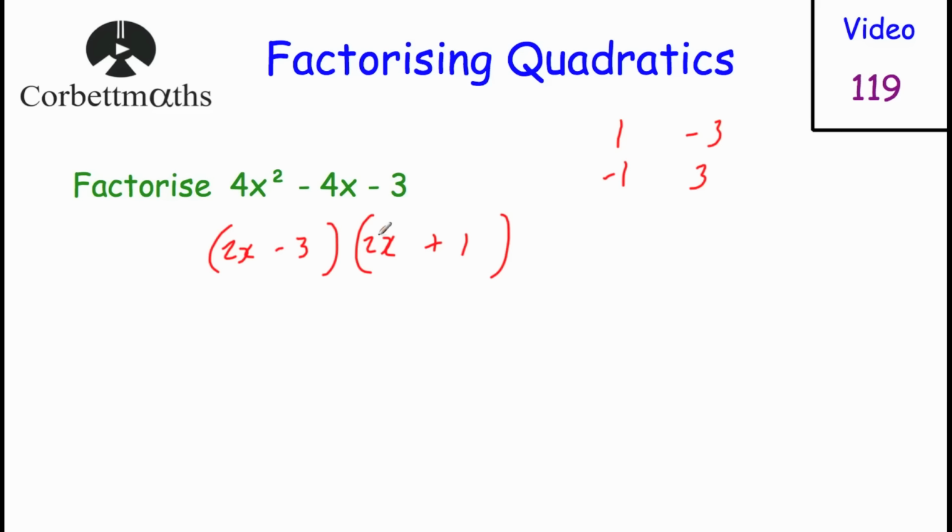So 2x times 2x, so that's 4x squared. Fantastic. Then we've got 2x times 1, well, that's 2x. And then minus 3 times 2x, that's minus 6x. Actually, we've got the answer. Let's expand these brackets and see what we get.